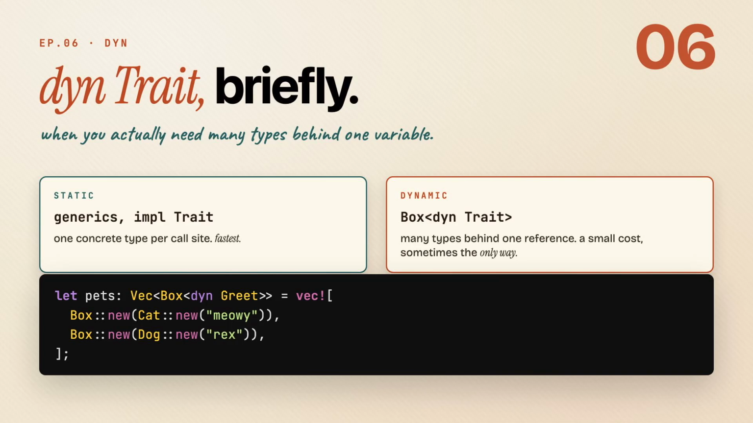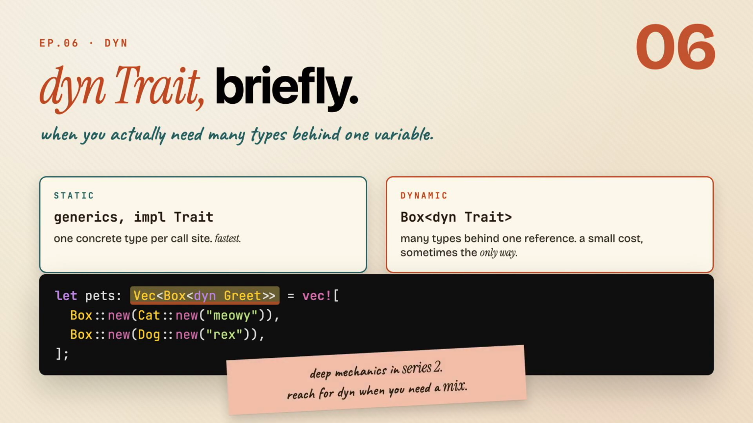In short, you just write this: Box of dyn. That's like dyn; it lets many types leave behind one reference. It's a small cost, but sometimes it's the only way. The deep mechanics are later on in series 2, and the rule is: reach for dynamic or dyn when you actually need a mix.